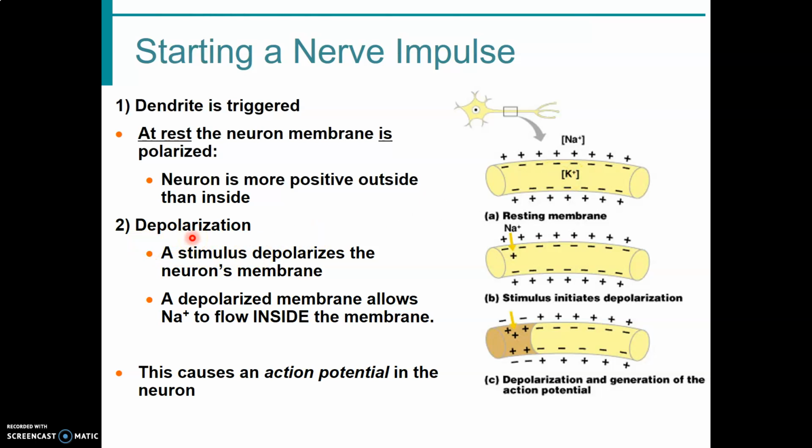Basically, the polarized neuron is more positive outside than inside that axon portion. Now, our second step is depolarization. A certain stimulus causes depolarization of the neuron's membrane. Let's say we get input from a sensory organ, like our eyes or our nose. A stimulus causes depolarization. A depolarized membrane allows the positive Na ion to flow inside the membrane. And so the positive charge starts going into that neuron, that cell. This causes an action potential in the neuron. So we see a flowing of positive ions into the cell and depolarization of that membrane, causing a net negative charge outside the cell and a net positive charge inside the cell.